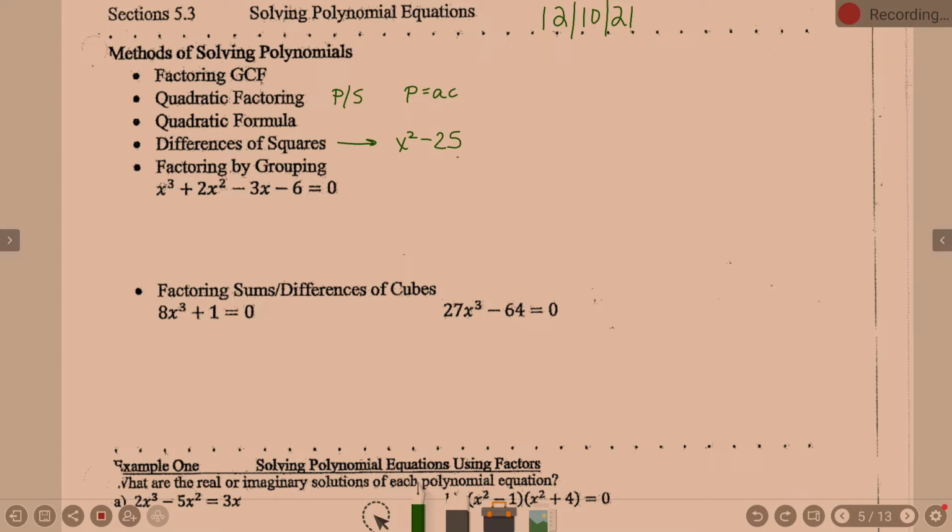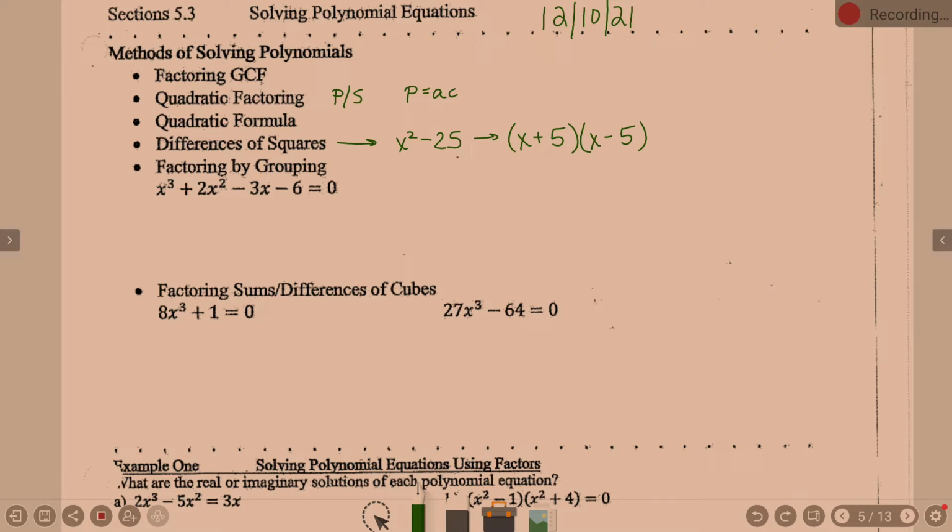When I talk about differences of squares, do you remember how to factor x squared minus 25? It's a difference of squares because x squared is a perfect square, 25 is a perfect square, and it's a difference because it's subtraction. What does this factor into? x plus 5, x minus 5.